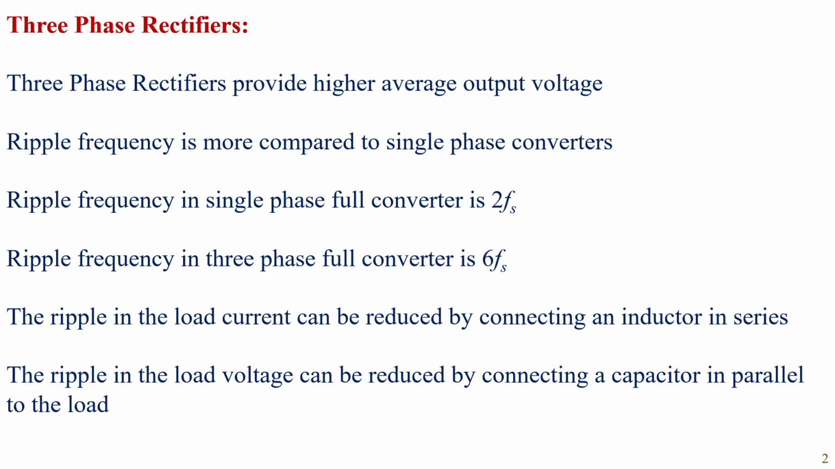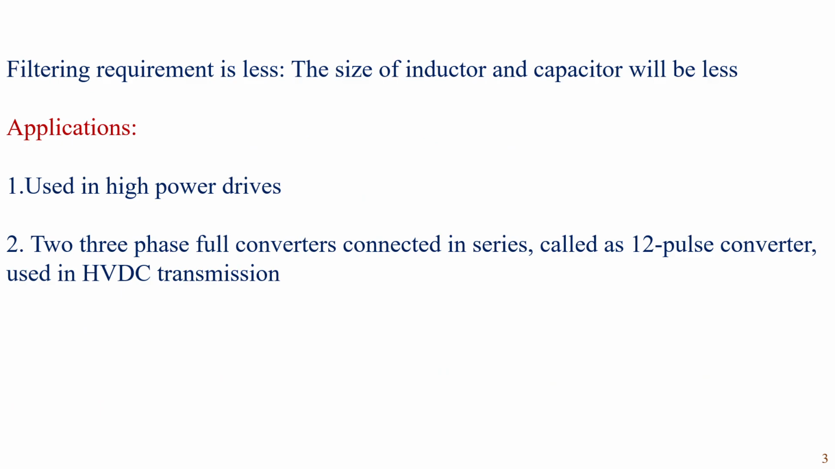The ripple in the load current can be reduced by connecting an inductor in series with the load. The ripple in the load voltage can be reduced by connecting a capacitor in parallel to the load. As the ripple frequency is more in case of three-phase converter, the size of the inductor and capacitor will be less. Coming to applications, three-phase converters are used in high-power DC drives, and two three-phase full converters connected in cascade, called as 12-pulse converter, is popularly used in HVDC transmission.